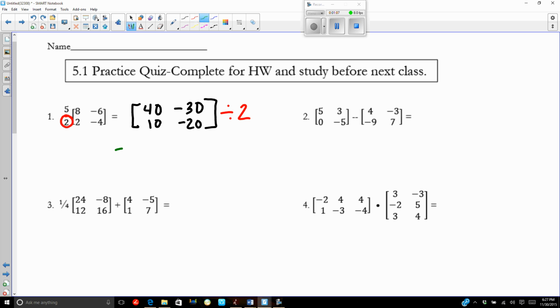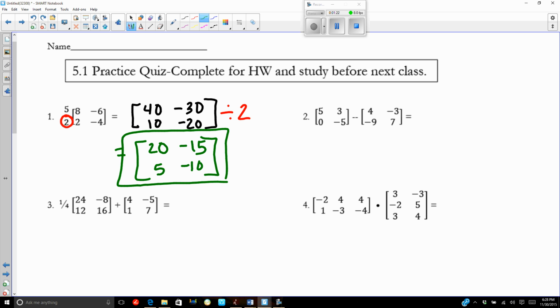So we're just cutting everything in half. That I think everybody can handle. 40 divided by 2 is 20. -30 divided by 2 is -15. 10 divided by 2 is 5. And -20 divided by 2 is -10. So that's our answer to number 1.